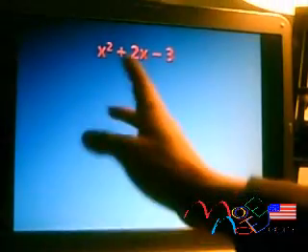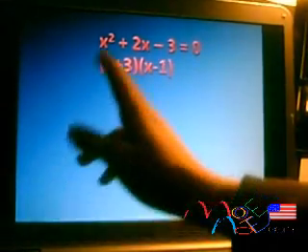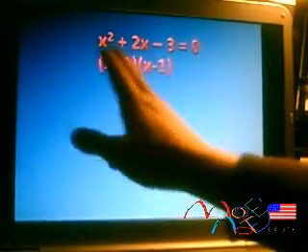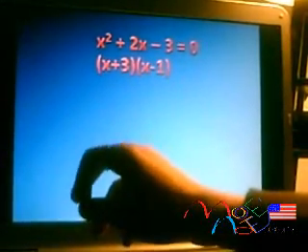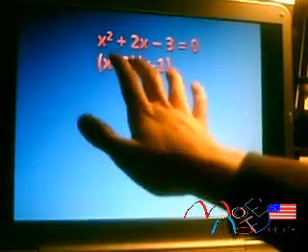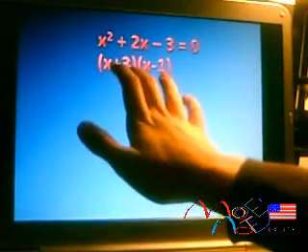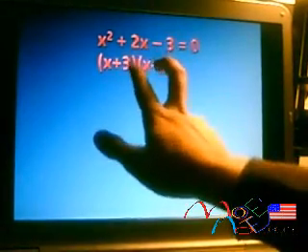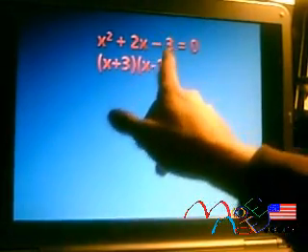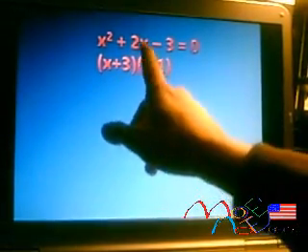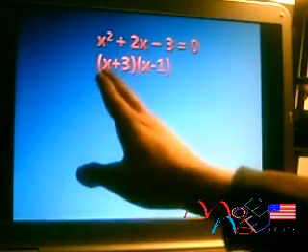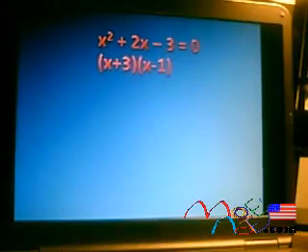in parentheses, like this, would you multiply out to find this? And the answer is, you want to find what two numbers will multiply to this and add to that. 3 times -1 is -3. 3 plus -1 is +2. So x plus 3, x minus 1.